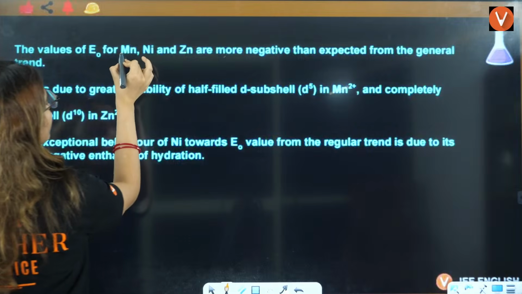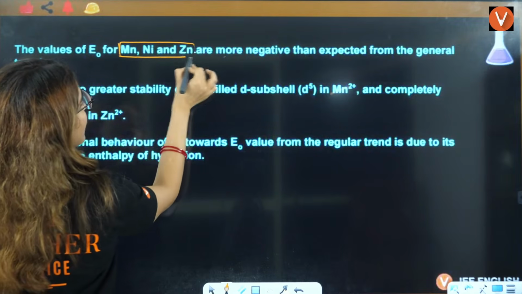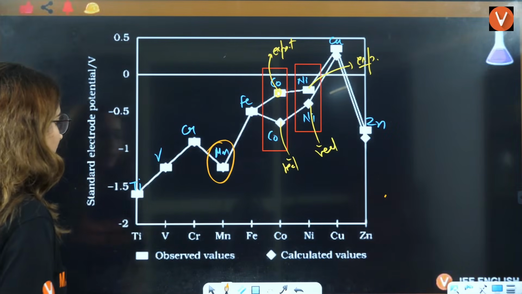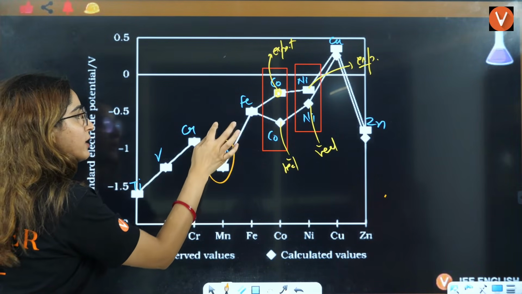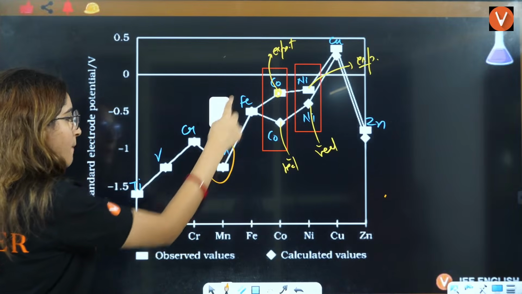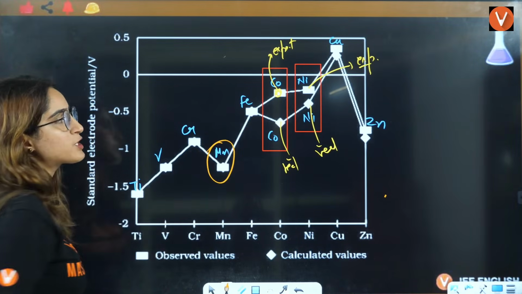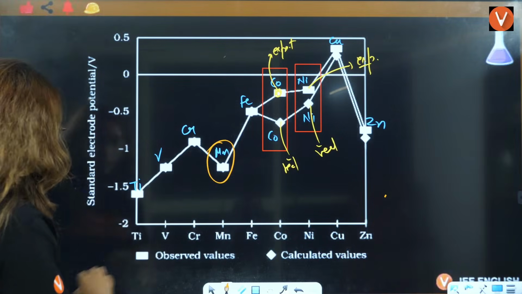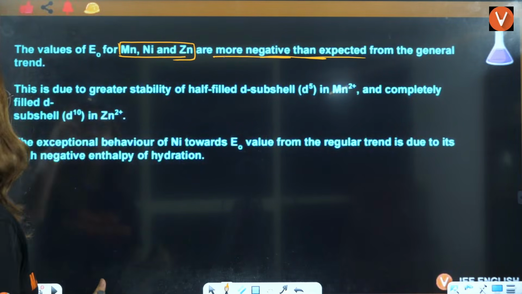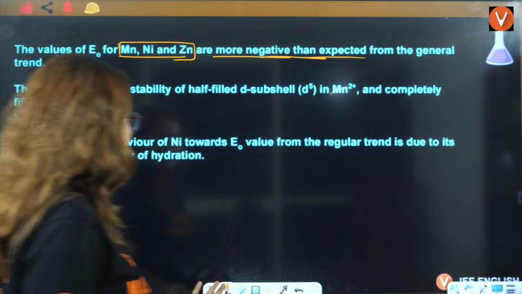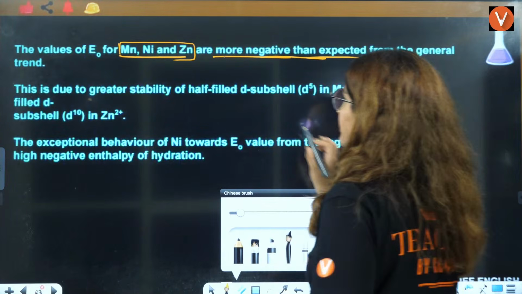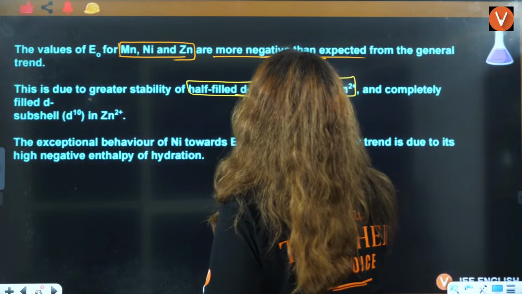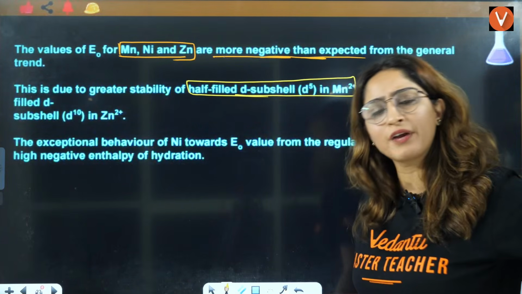The values of E0 of manganese, nickel and zinc are more negative than expected. Can you see? This should be here, this should be here, it should be here. But they are more negative than expected. They are going down here. Why is it so? Why are they below? Why are they more negative than expected? This is due to, firstly, for manganese, the stability of Mn2+.